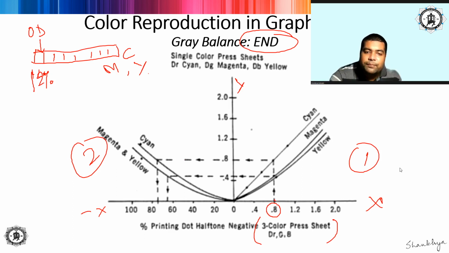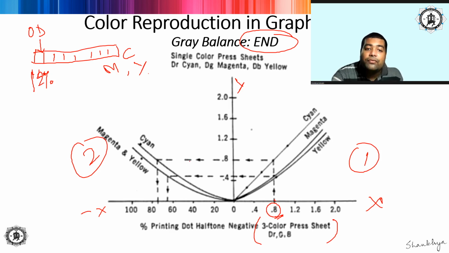You simply have to draw a line from the point in the three color press sheet density line, which is your point of interest. So that means you want to find out the dot percentages for the cyan separation negative, magenta separation negative and yellow separation negatives, such that when they combine, when we get plates and ultimately print those dots overlapping on each other, we get a neutral gray having an optical density of 0.8.